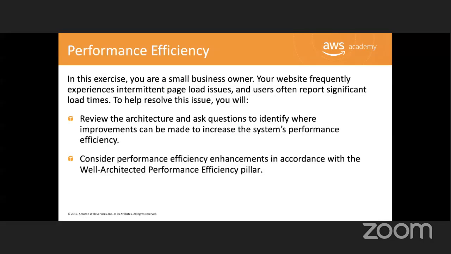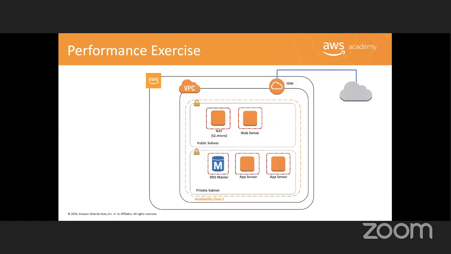Exercise, improve this architecture. In this exercise, you're a small business owner, your website frequently experiences intermittent page load issues, and users often report significant load times. To help resolve this issue, you will do two things. Review the architecture and ask questions to identify where improvements can be made to increase the system's performance efficiency, and consider performance efficiency enhancements in accordance with the well-architected performance efficiency pillar. So here, guys, you're going to review this architecture and check where improvements can be made, right? Take a look at this graph and let me know what improvements you can make here.